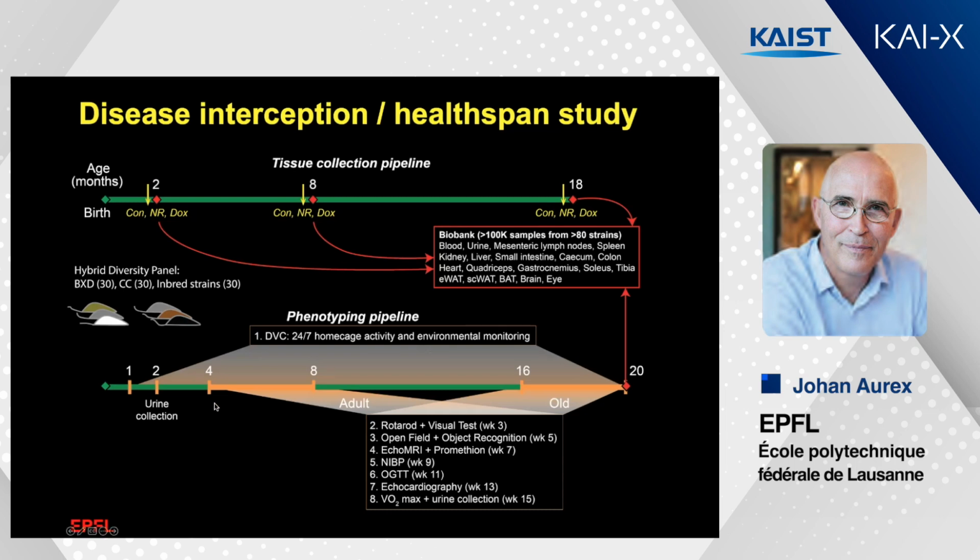Then we phenotyped the mice at 4 months, and at 16 months they were subjected to an intensive phenotyping protocol covering neurobehavioral tests, like rotarod studies, open field, object recognition, echo MRI for fat mass, VO2 max with the Promethion, blood pressure, OGTT, echocardiography, maximal exercise tolerance, and urine analysis.